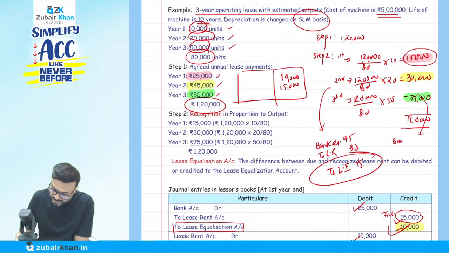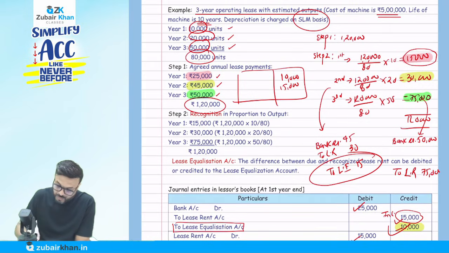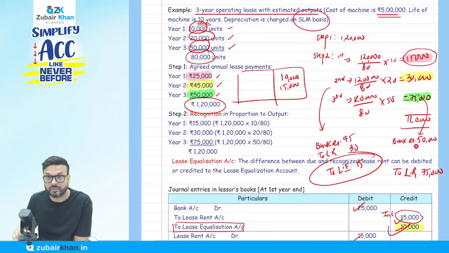We are going to pass entry: bank account will be debited. We receive only how much? 50,000 that year. But I have to recognize the lease rental income that year. We are going to recognize 75,000. So how much do we receive that year? We receive 50,000 that year. How much lease rental will be recognized? 75. So what about this 25,000 that year?